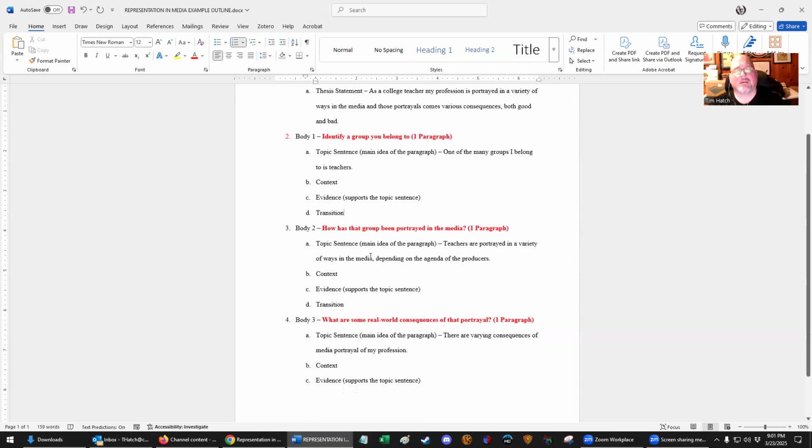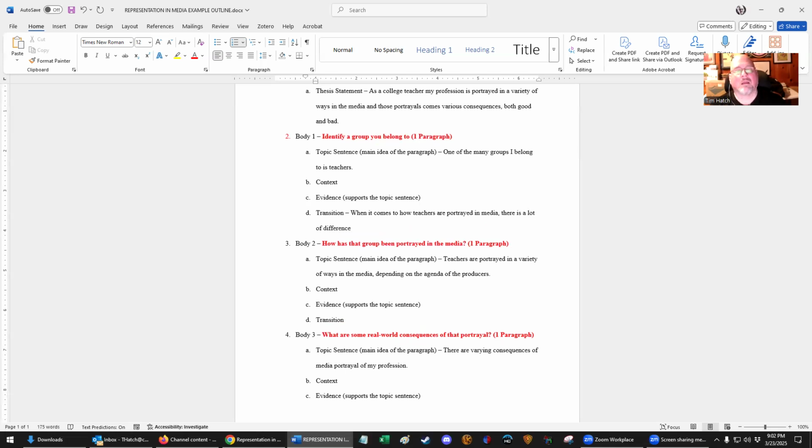One of the many groups I belong to is teachers. Teachers are portrayed a variety of ways in the media, depending on the agenda of the producers. So my transition is going to be something like: normally you'll recall my formula for transitions is in addition to X, also Y, but I think that might actually be a little difficult for this particular paragraph. So I'm going to go with: when it comes to how teachers are portrayed in media, there is a lot of difference based on the type of media.